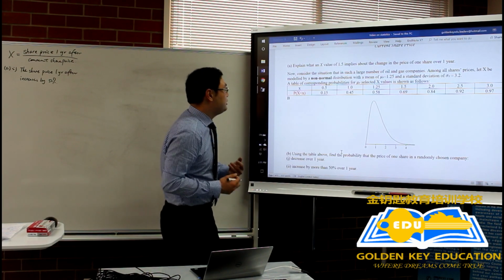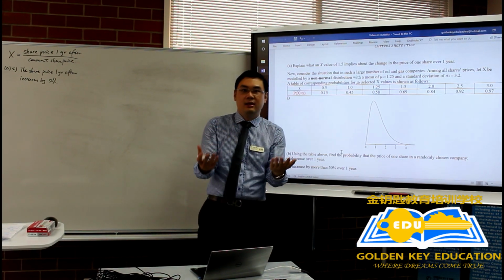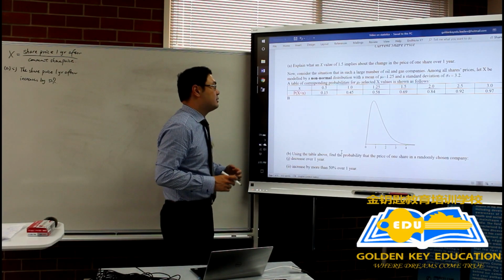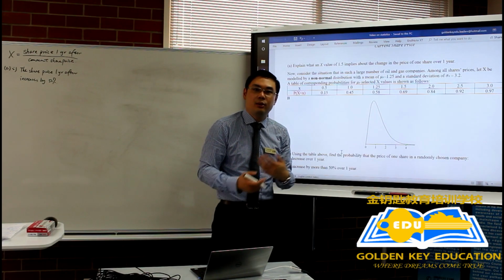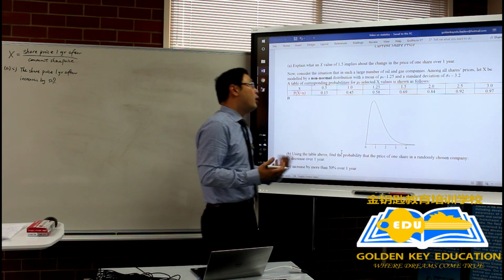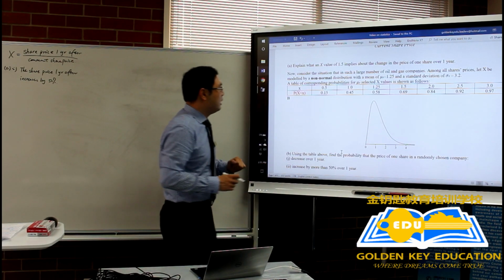It's trying to confuse you. First thing we need to know is that all these values contain decimals, so definitely not a discrete random variable. Also, because we're talking about share prices or ratios, it must not be a whole number. So therefore it must be a continuous random variable.